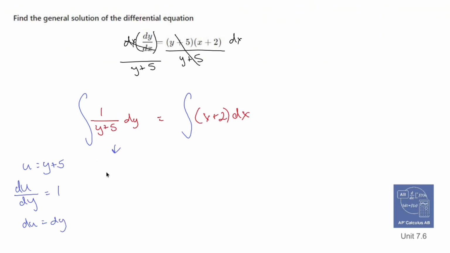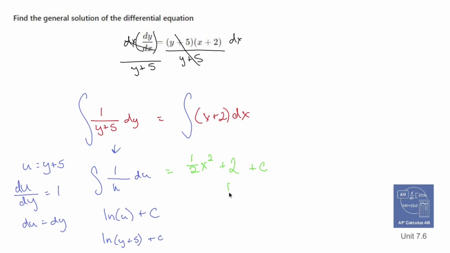So continuing, we get the integral of 1 over u du, which ends up being ln of x plus c, not ln of x, ln of u plus c, and since u was y plus 5, we have ln of y plus 5 plus c. Gross. Now the right side is very friendly. The integral of x is 1/2 x squared. The integral of 2 is 2x plus some arbitrary c again.